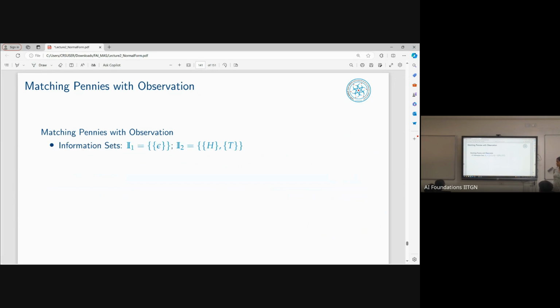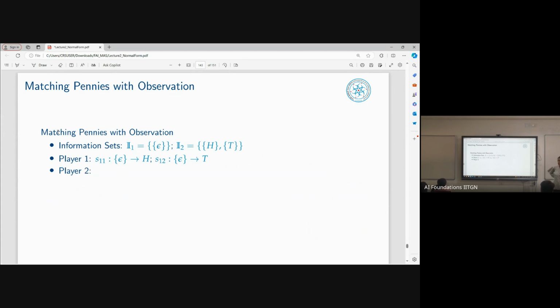So matching pennies with observation, you have these information sets, epsilon with observation. So I have all singleton information sets. And now this is the strategy for player 1. Player 1 is the first player who is tossing the coin, head or tail. So what are the possible strategies? In the first, it could either be head or it could be tail. So S11 and S12. These are the two possible strategies that the player could have.